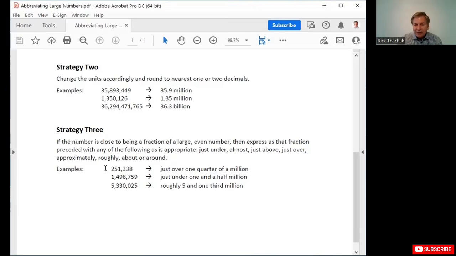1/4 of a million is 250,000. This is a little bit above that. So I'll just say that this number here is just over 1/4 of a million. I might also say approximately or about 1/4 of a million. Take a look at this next one.